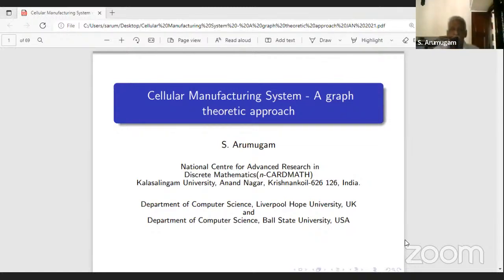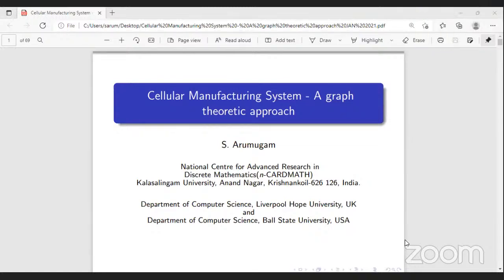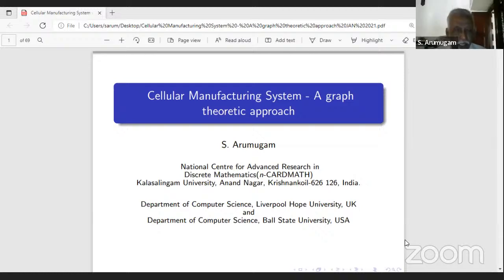So we shall continue with our discussion of cellular manufacturing system. I am happy to welcome all the participants for the second talk on the topic. Today being the National Mathematics Day in particular, the birthday of Srinivasa Ramanujan, I am particularly happy that my lecture falls on this date.